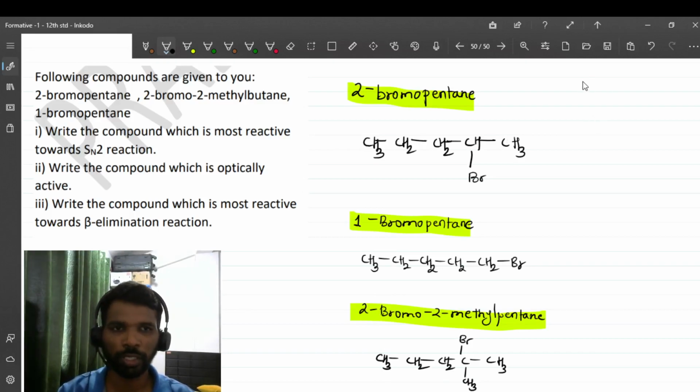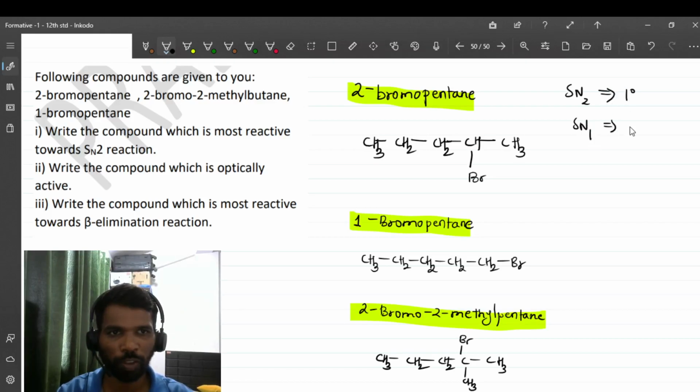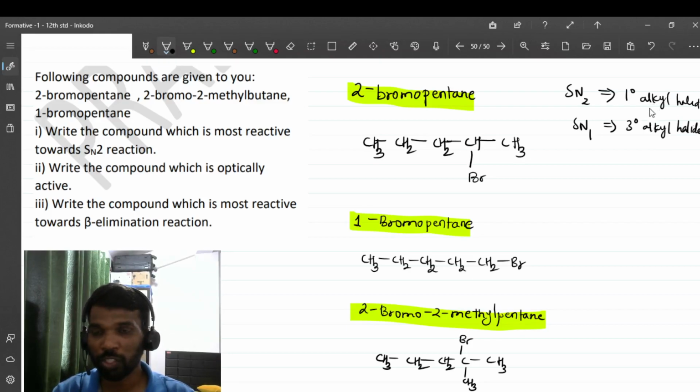So question, write the compound which is most reactive towards SN2. See, the SN2 reaction is more favorable for primary, and SN1 is more favorable for tertiary alkyl halide, or a haloalkane. So which of these is a primary alkyl halide? Primary means the halide is connected to a carbon which is further connected to only one carbon.